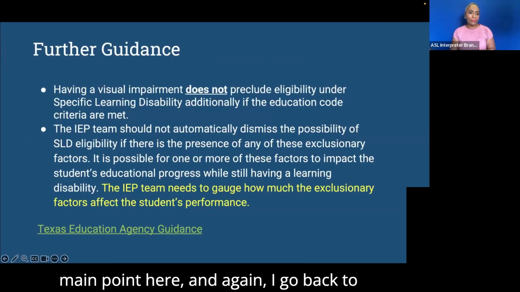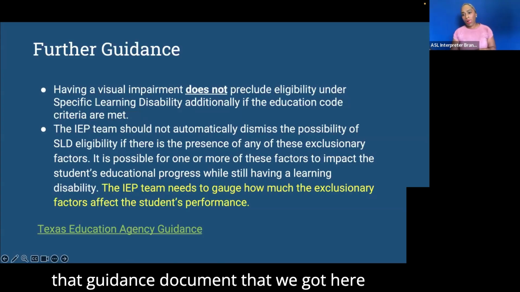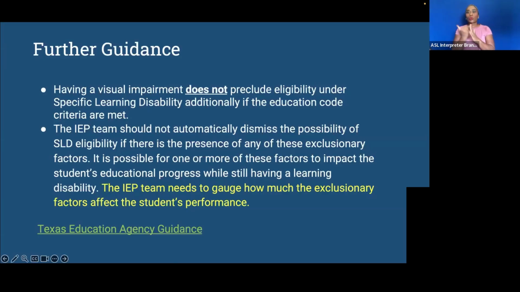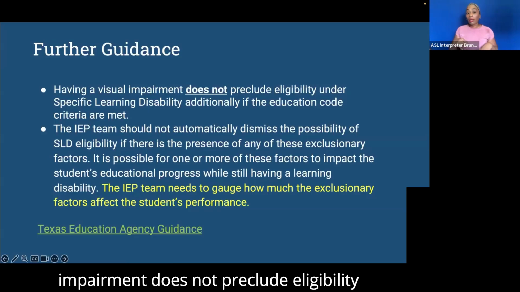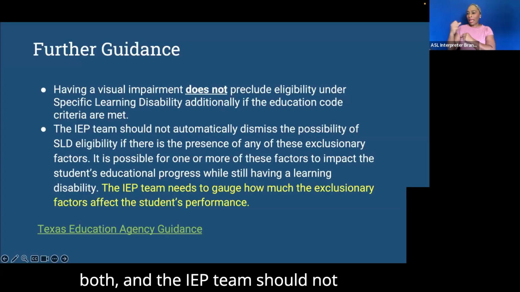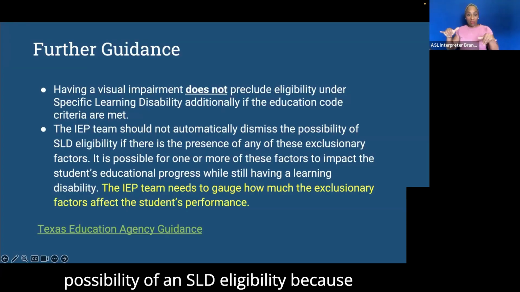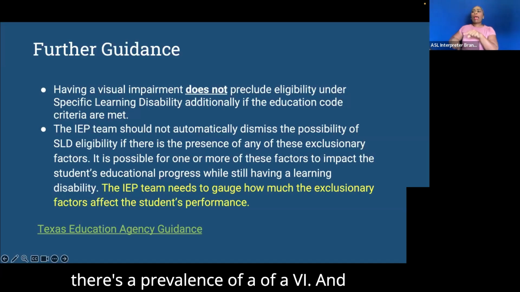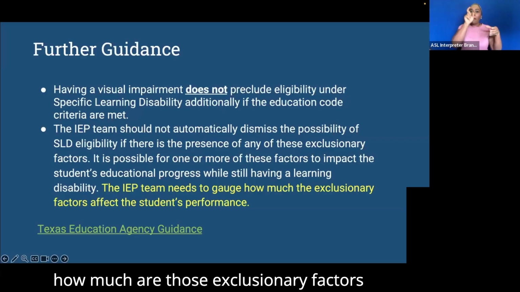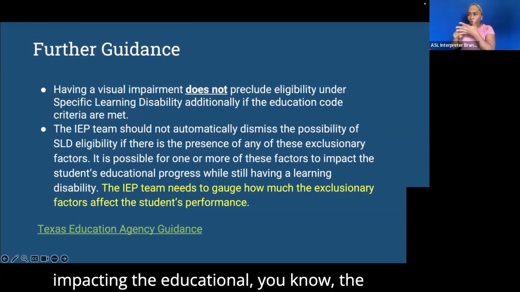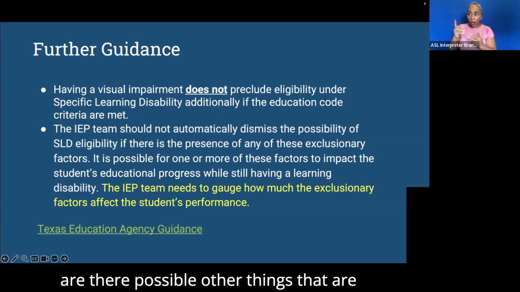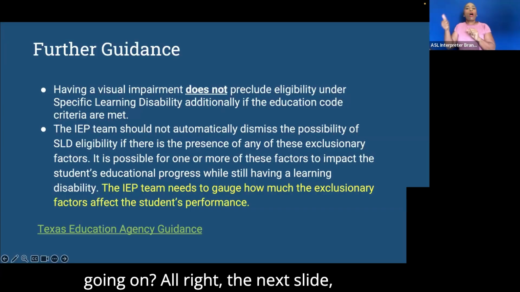All right, so the main point here, and I go back to that guidance document that we got here in Texas in 2022, that really helped clarify things, boils down to the fact that a visual impairment does not preclude eligibility under SLD. They can very much have both, and the IEP team should not automatically dismiss the possibility of an SLD eligibility because there's a prevalence of a VI. The IEP team really has to look at how much those exclusionary factors are impacting the student's educational performance. Are they due to those exclusionary factors, or are there possibly other things going on? All right, the next slide, please.